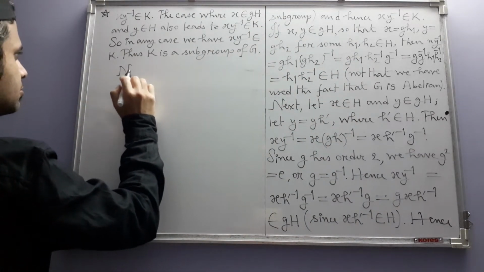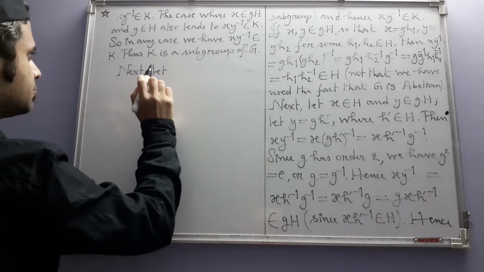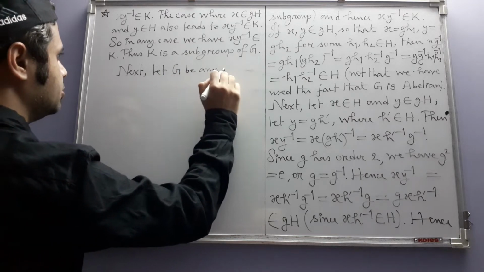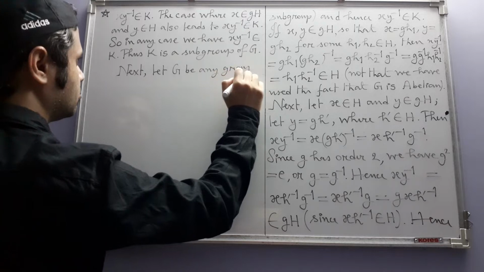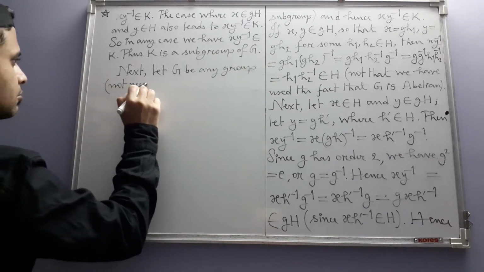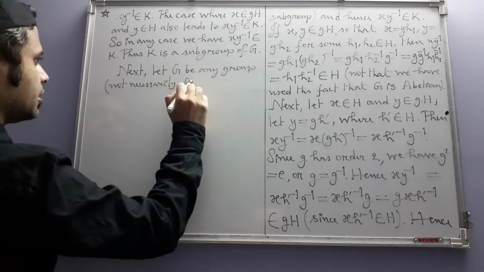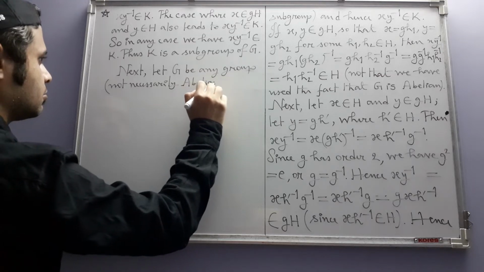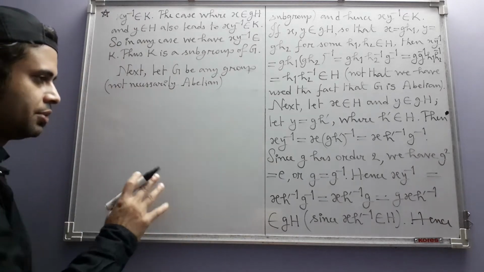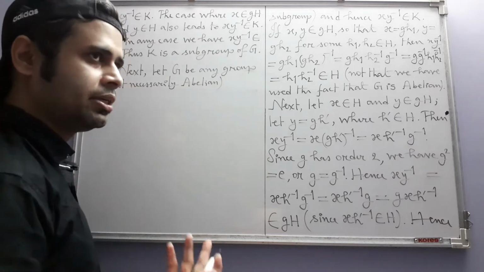Okay, next, let G be any group, not necessarily abelian. G may be abelian, we don't know, and we won't be able to use that fact because G may as well be non-abelian.